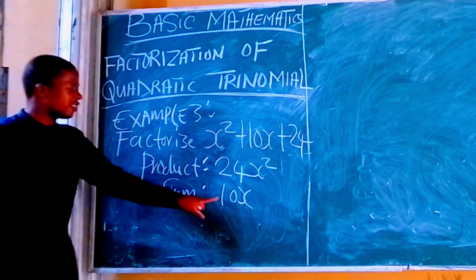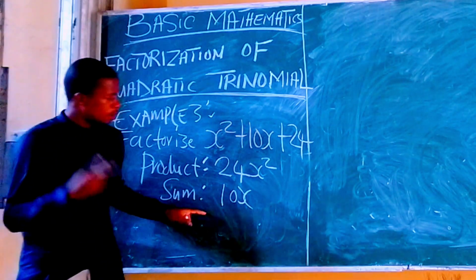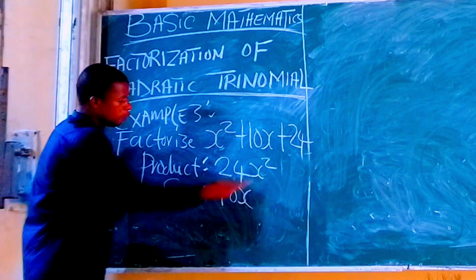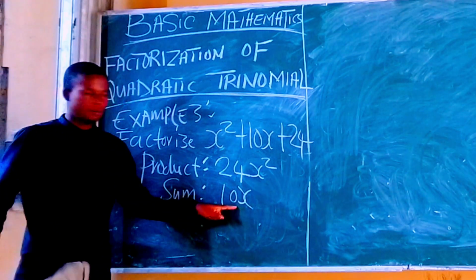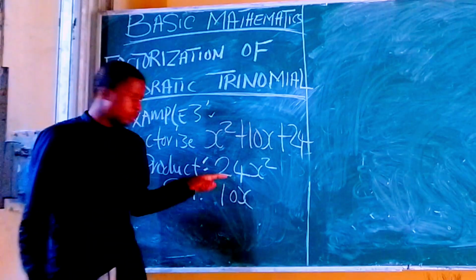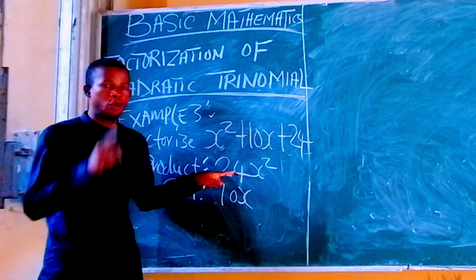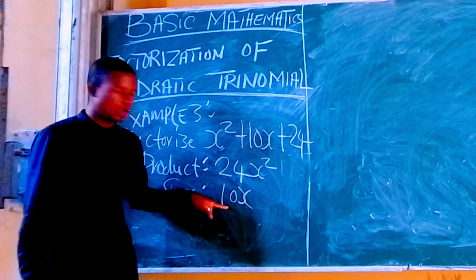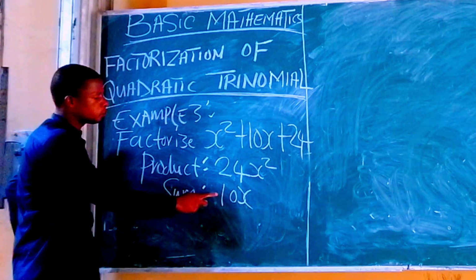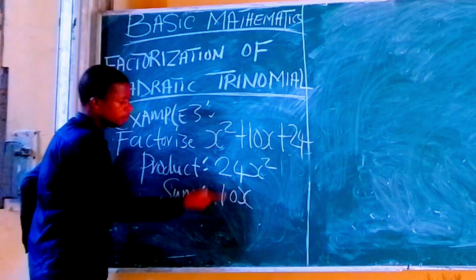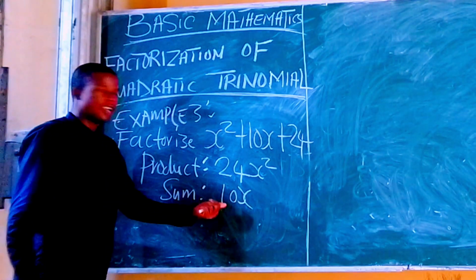Now we have already identified our product and our sum. What I'm going to do next is to look at two numbers that, when we multiply them, give us 24x squared, and when we sum them, give us 10x. If you look at 1 times 24, it gives us 24, but 1 plus 24 gives you 25, which does not satisfy this condition, since it is not 10x.